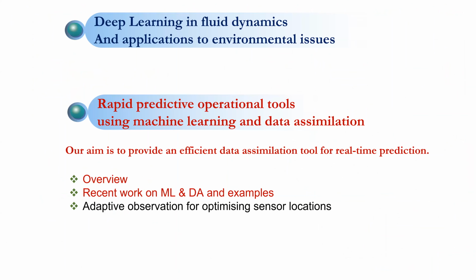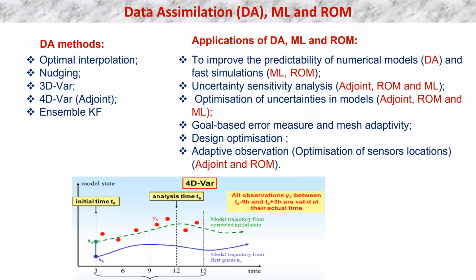Now I want to go to the second part: how we compare our machine learning model with data simulations. In the last few days this week, we have seen a lot of data simulation technology, for example nudging, 3D-Var and 4D-Var joint methods, especially ensemble Kalman filter methods and particle filter methods. It's a list of data simulation methods. Can we compare data simulation methods and machine learning methods to improve the accuracy of the physical model or the machine learning model?